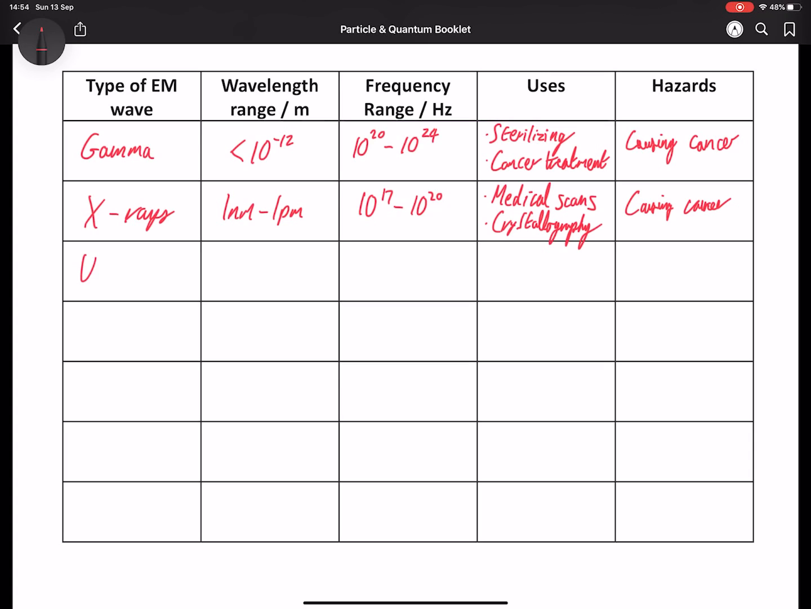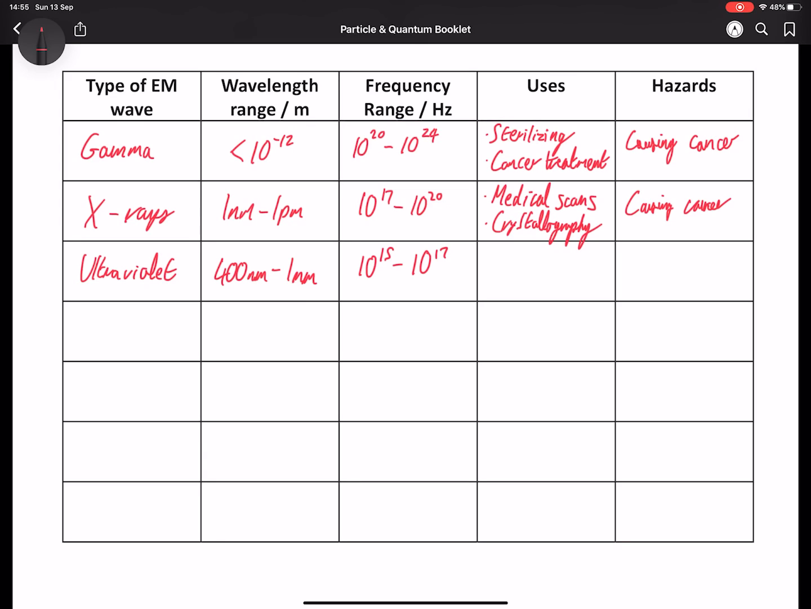Next down the line, we have UV, ultraviolet, ultra meaning above, so it's at that end of the visible light spectrum. Again, we're going to go from 1 nanometer all the way down to 400 nanometers. And our frequency range is 10 to the 15 to 10 to the 17. So we're getting smaller brackets now with this. So it's a much more exclusive sector in terms of its uses.